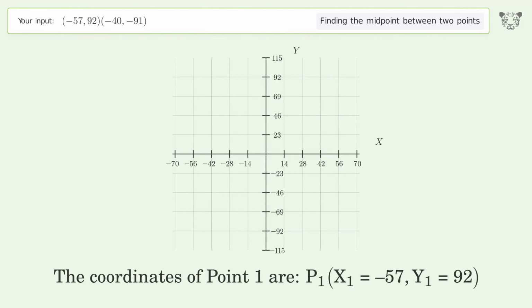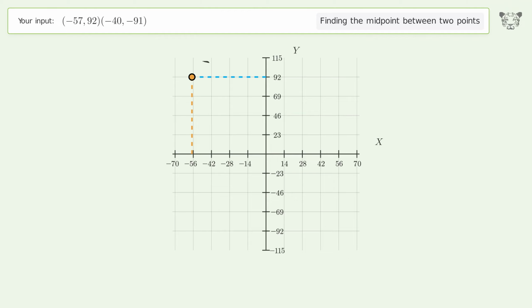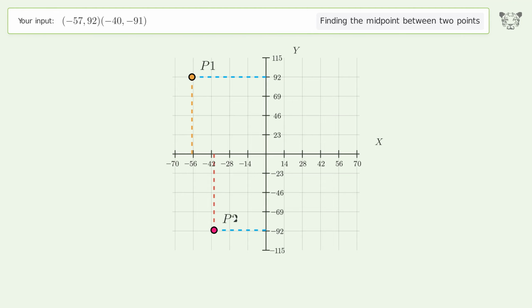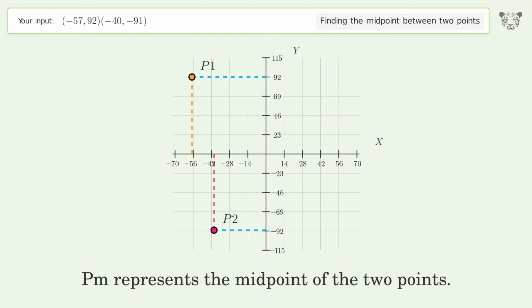The coordinates of point 1 are, x1 equals negative 57, y1 equals 92. The coordinates of point 2 are, x2 equals negative 40, y2 equals negative 91. PM represents the midpoint of the 2 points.